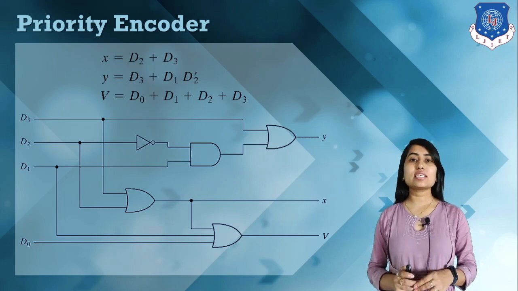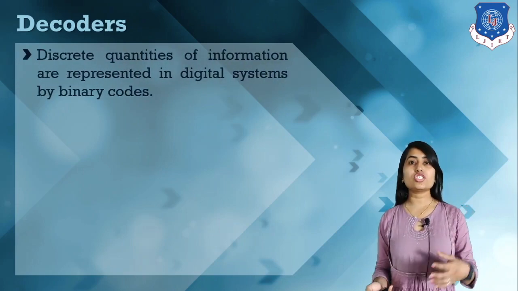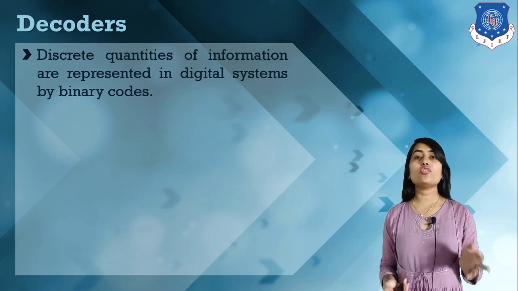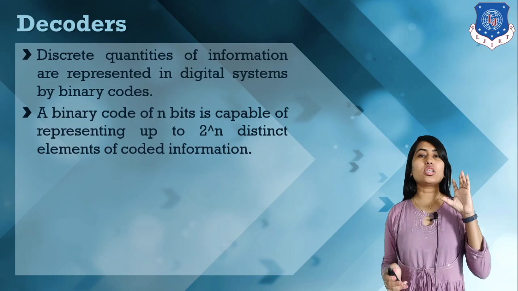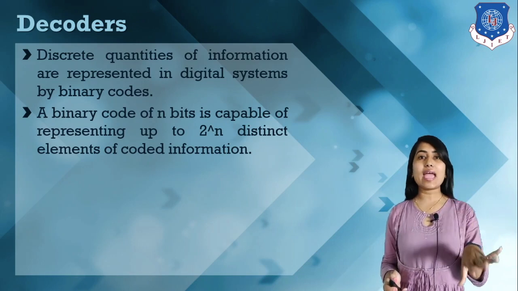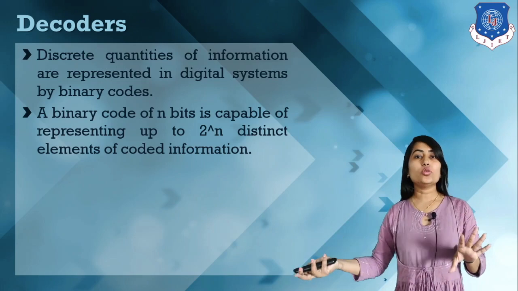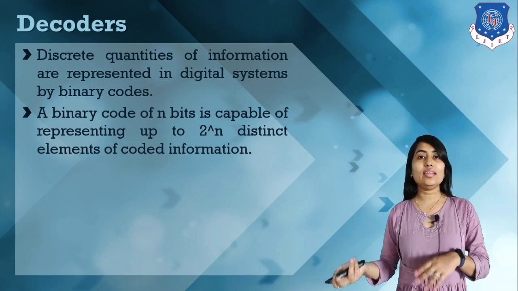Now let's discuss the decoder. In a digital circuit, we have a kind of circuit in which the encoded information is decoded. If we have n bit data, this n bit data is decoded into 2 raised to n output lines.